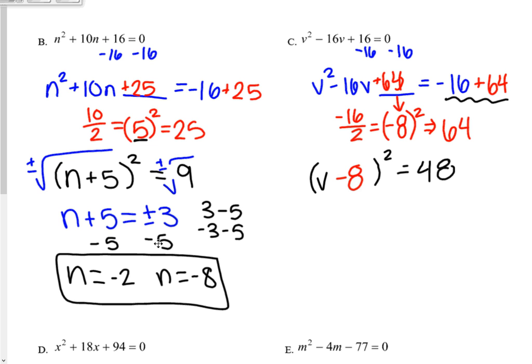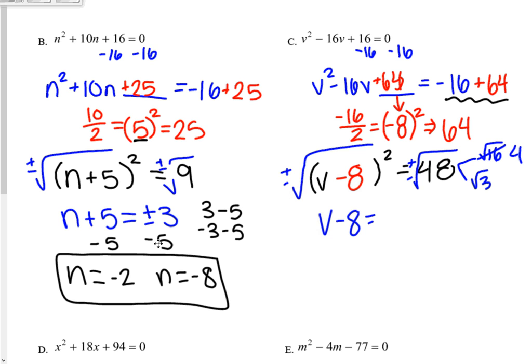Now we've completed the square, so now I'm going to start my square root method to solve. So plus or minus the square root, plus or minus the square root. I have v minus 8. I need to simplify the square root of 48. I know that 48 is 16 times 3. I know the square root of 16 is 4. I can't simplify the square root of 3, so I have plus or minus 4 root 3.